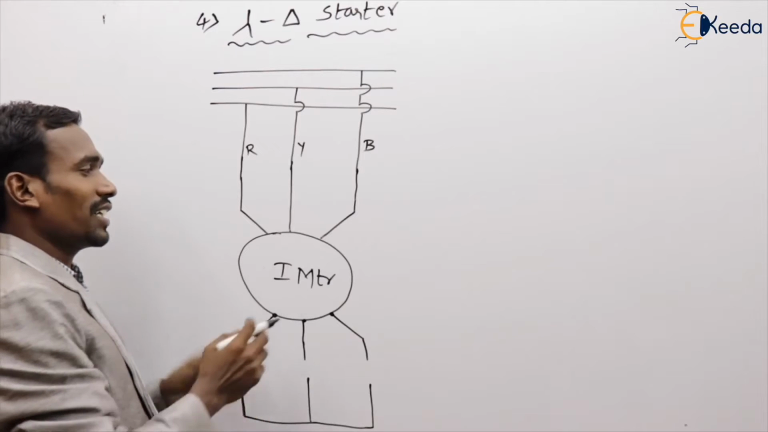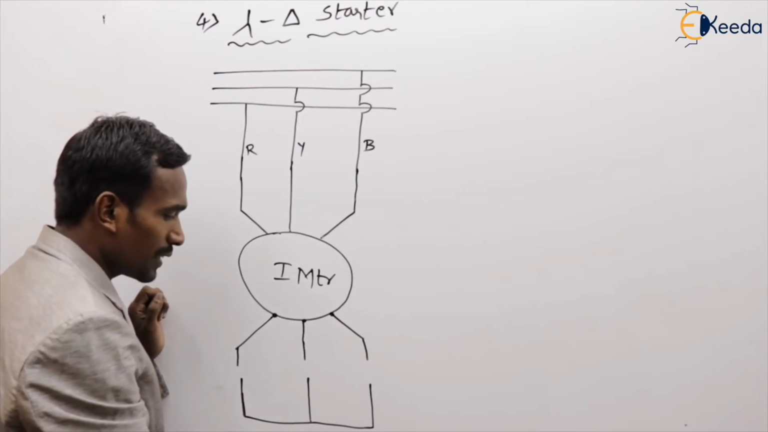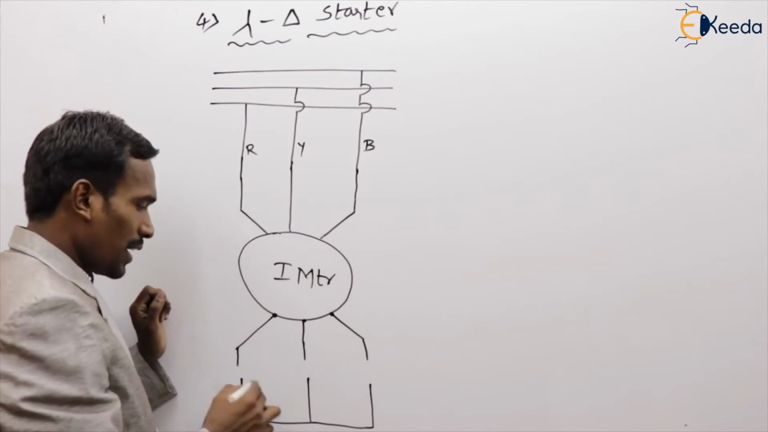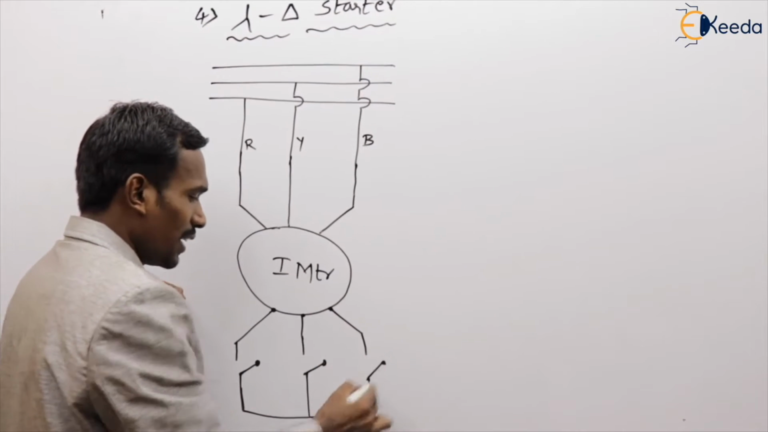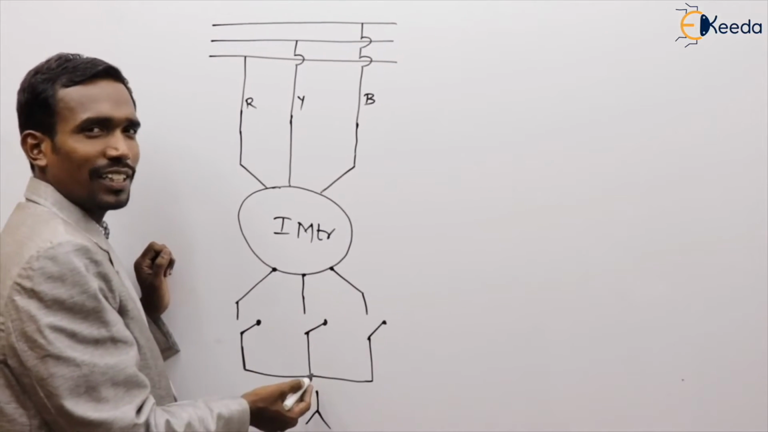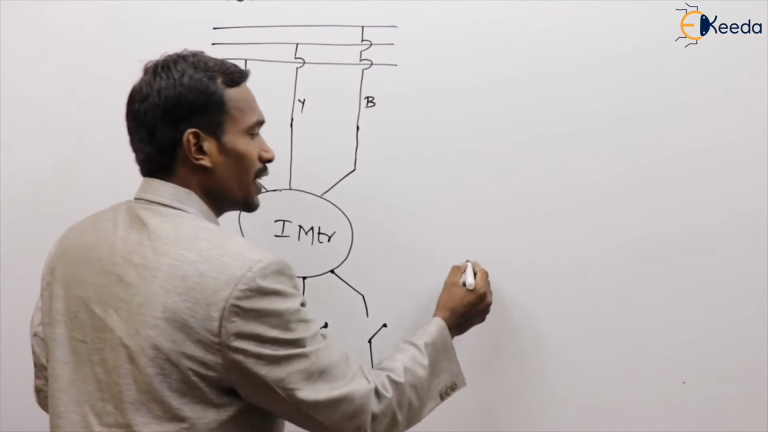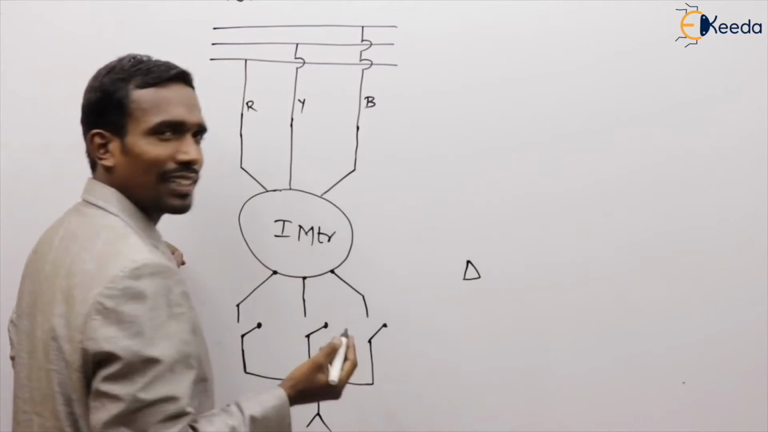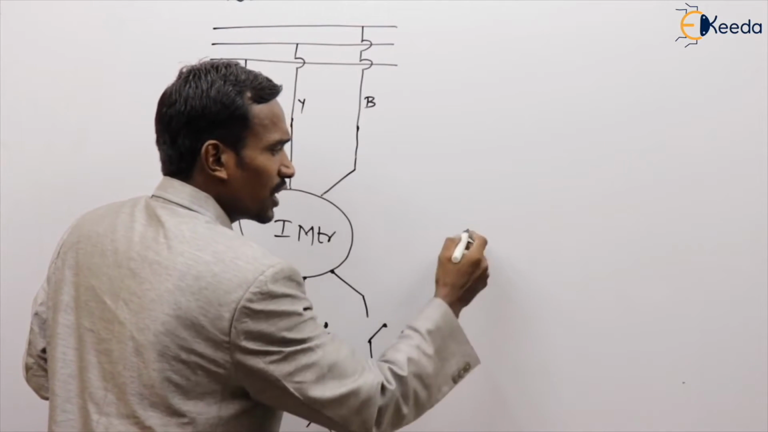In a star delta starter, for example, this is my induction motor and supply mains. For example, this is my star. Initially, the machine is connected in star connection. Then during running condition, the machine should be connected in delta, which is the delta connection.